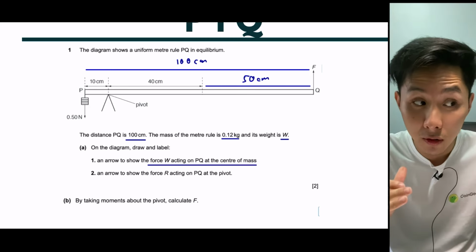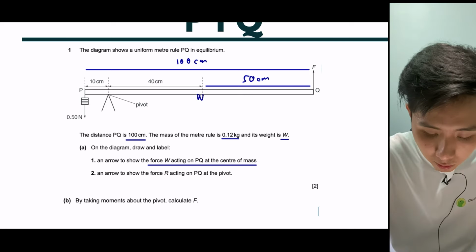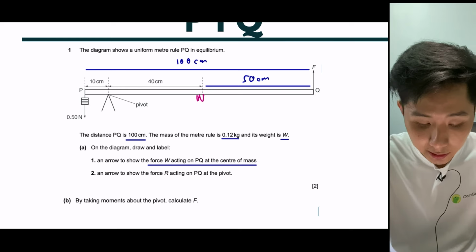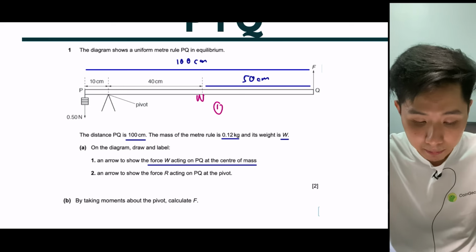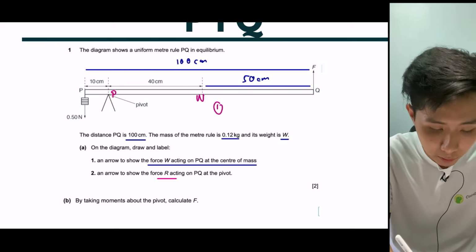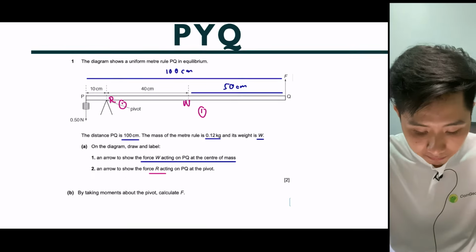So again, the center of mass is usually at the center of the object. So I can just draw a W here. I'm going to use a pink color to write my answer. So that's my W. I got 1 point for that. And an arrow to show the force R acting on PQ at the pivot. R is the force at the pivot. So something we did just now. I can just write here, another point for me.